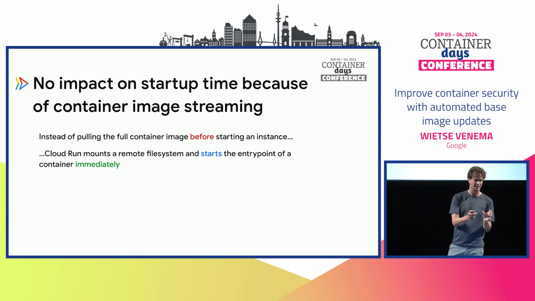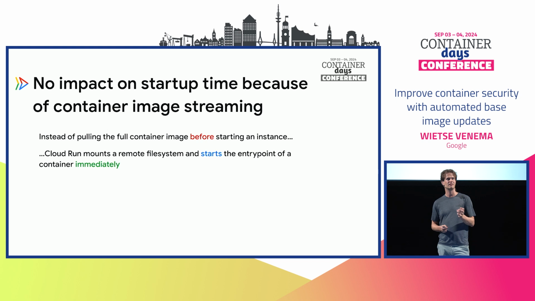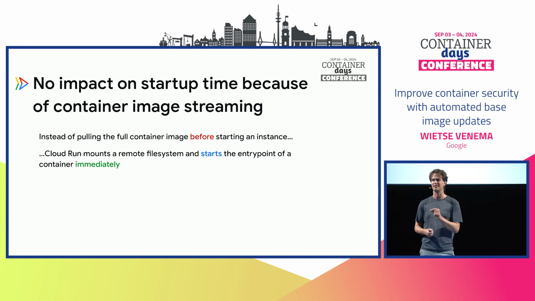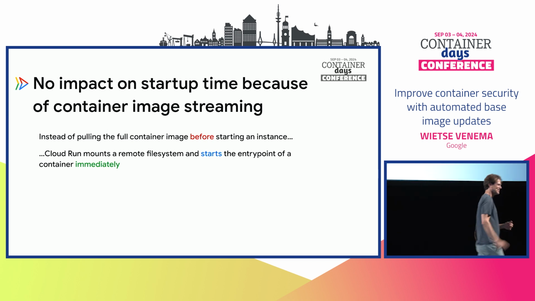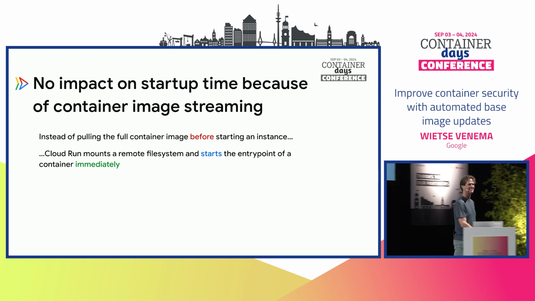And there's no impact on startup time because of container image streaming. So instead of pulling the full container image before starting an instance, Cloud Run mounts a remote file system, and it will start the entry point of the container immediately while the container image is still streaming in. And for reasons I can't share, this happens very fast. So that's how we do rebasing. Any questions?